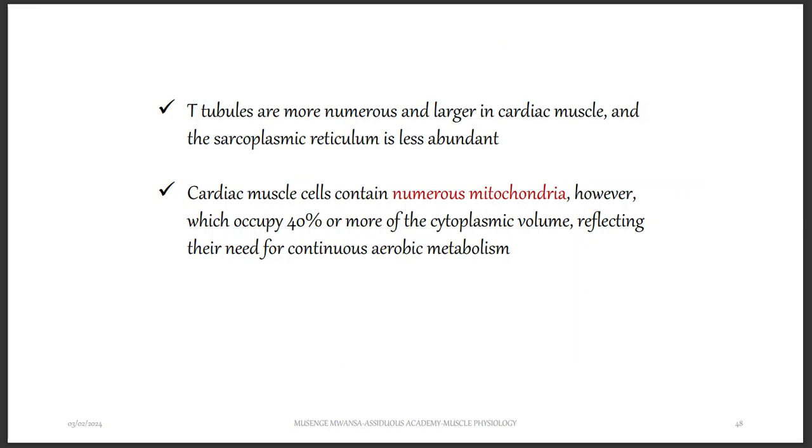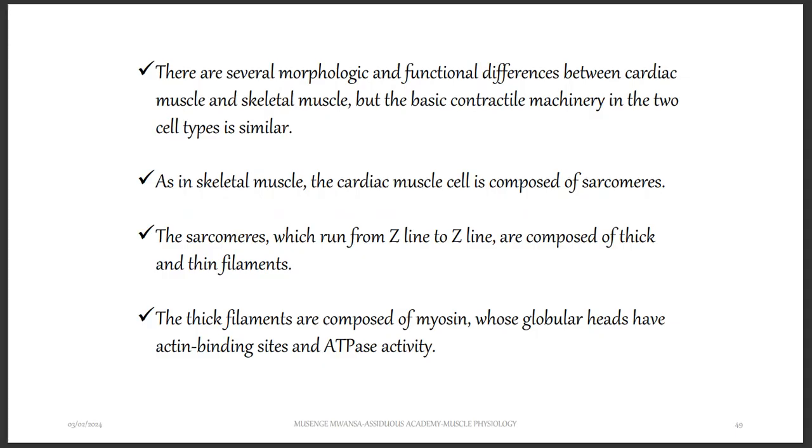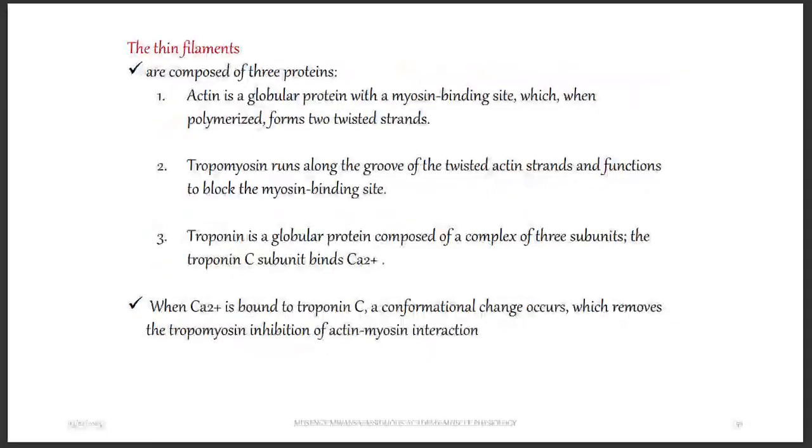Cardiac muscles are going to have a lot of mitochondria, which are going to occupy about 40% of the cytoplasmic volume. The structure is more similar to that of skeletal muscle. They have the thin filaments also. The thin filament is made up of three components. You have actin, F-actin, which is made from G-actin, which has the myosin binding site.